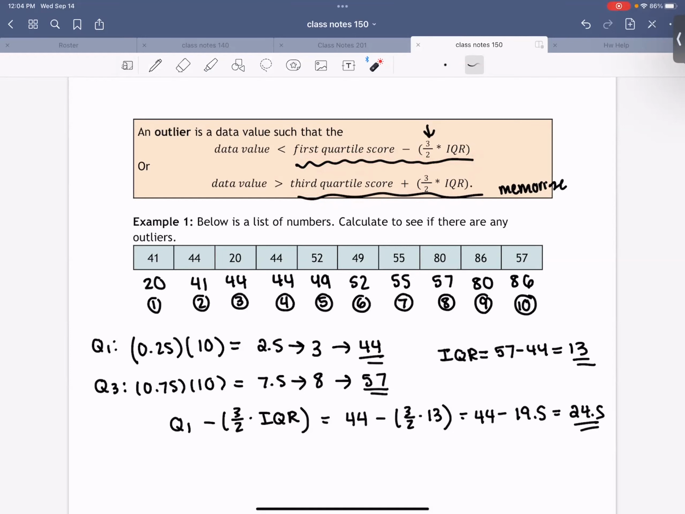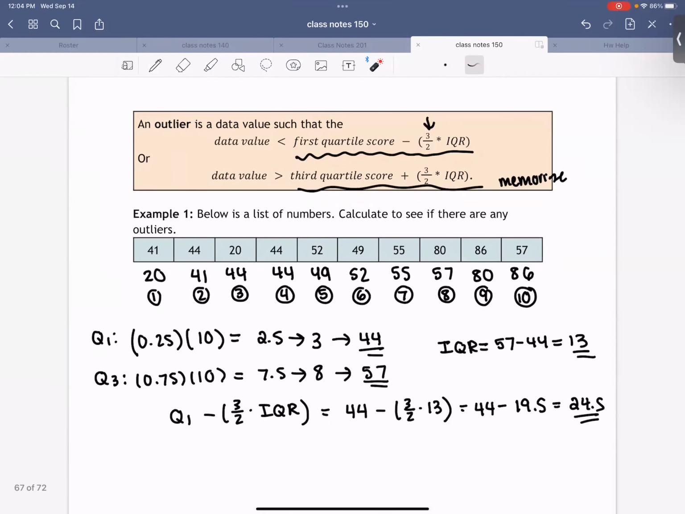So we started this example, and it told us to calculate to see if there were any outliers. First thing is putting the numbers in order. We always have to put the numbers in increasing order. Second thing we did was find the first quartile, where we multiplied 0.25 times the total, and it told us which number was our first quartile. That ended up being 44. We also found the third quartile, which was 57. And the IQR was subtracting these two, so we got 13.